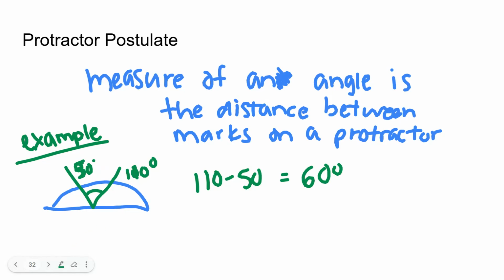Oftentimes we line up our angles at 0 on a protractor when I'm using a protractor, because it helps us to get those angles a little bit easier, but we don't necessarily have to line them up at 0. What this is saying is I can take the difference or subtract them, and it will give me my angle measure.